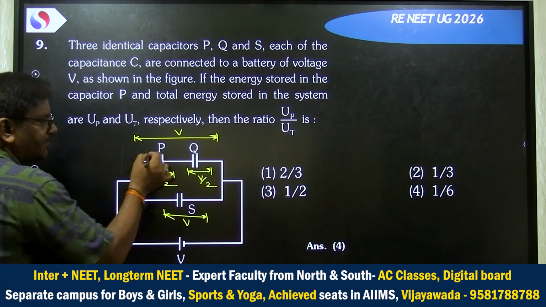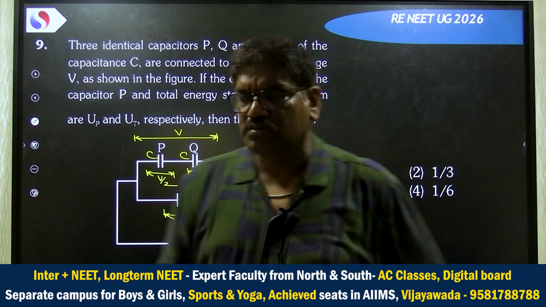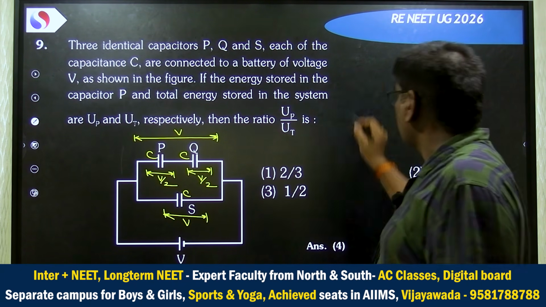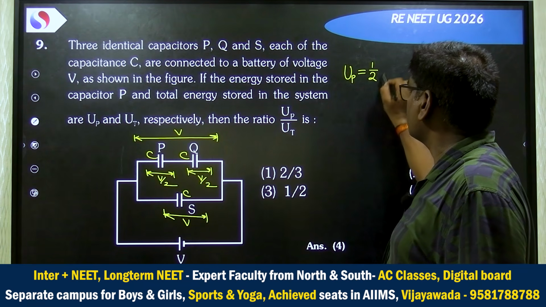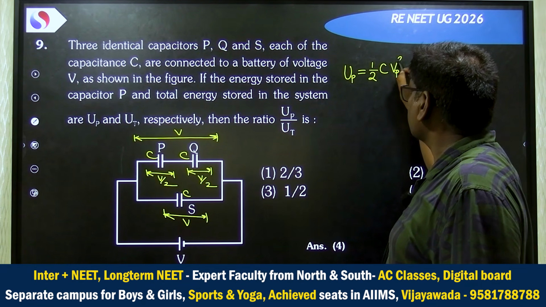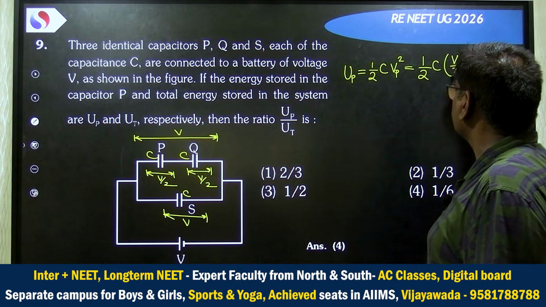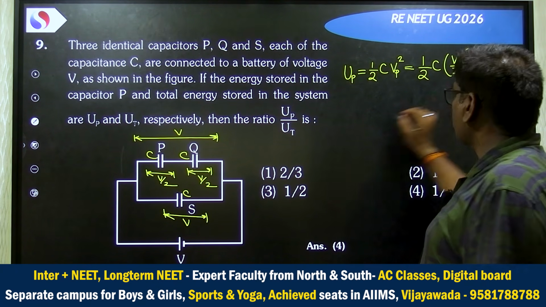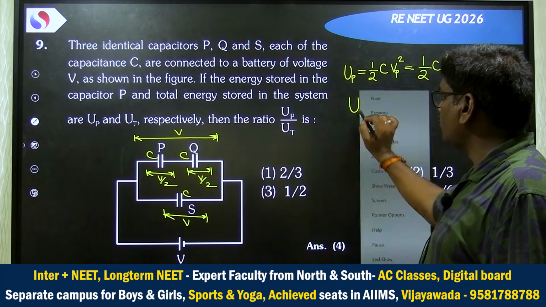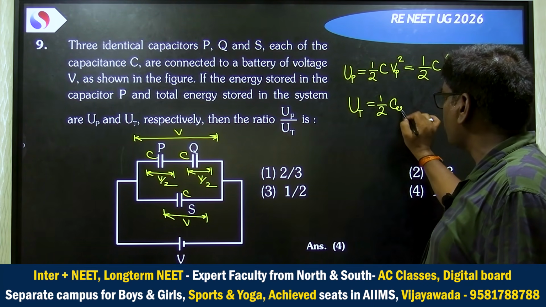So now you have C and C, all are identical. We can find the energy stored in capacitor P as half C Vp square. This is half into C, where Vp will be V by 2 whole square. That gives you CV square by 8. Whereas to find the net or total, we have to write half into C equivalent into V square.